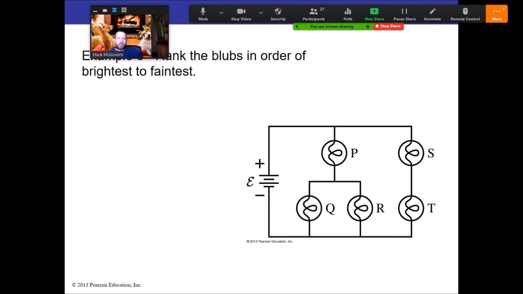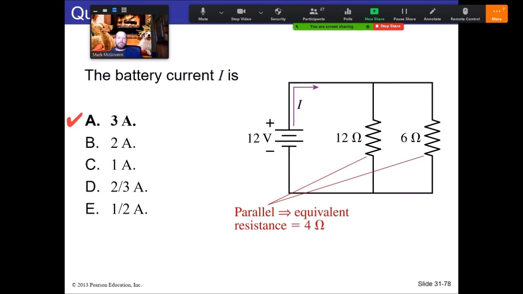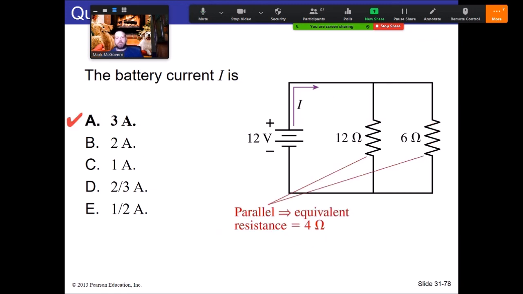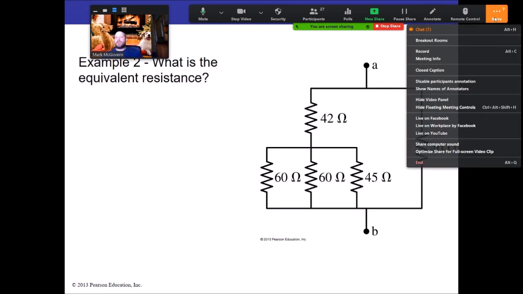Sorry, Professor. Where'd you get the 4? Which was like 4 ohms. Where'd you get that from? That's from doing the parallel configuration, 1 over 12 plus 1 over 6. Take the inverse of that. That's how you get your 4. Oh, gotcha. The parallel configuration way you do that. All right, thanks. All right, I got 2 more things here.